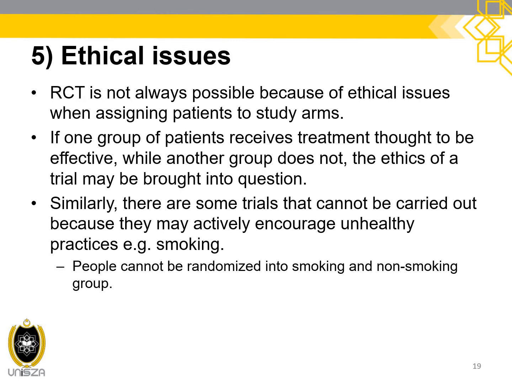The final important factor in RCT is ethical issues. RCT is not always possible because of ethical issues when assigning patients to study arms. If one group of patients receive treatment thought to be effective, while another group does not, the ethics of a trial may be brought into question. Similarly, there are some trials that cannot be carried out because they may actively encourage unhealthy practices, for example smoking. People cannot be randomized into smoking and non-smoking groups.